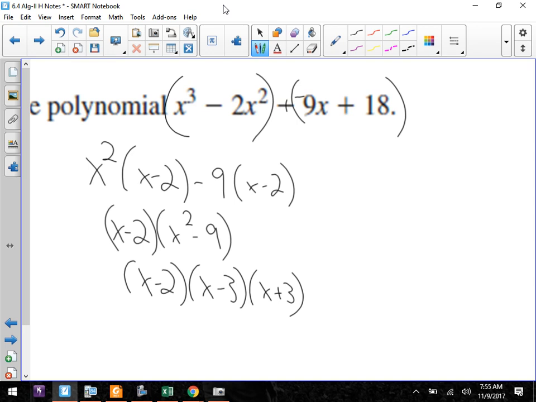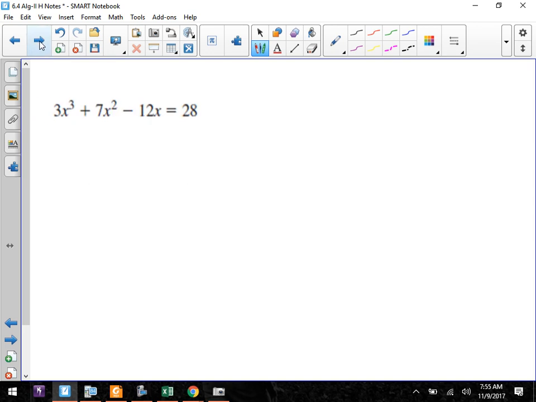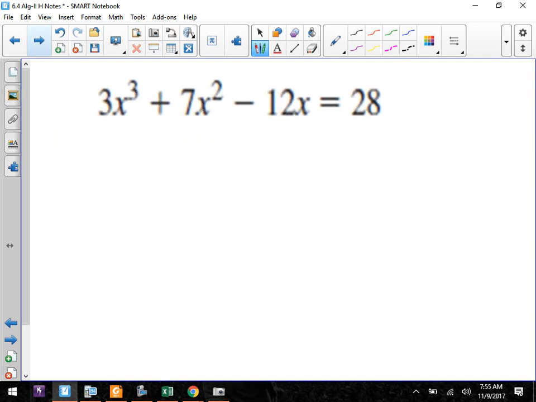Remember, you have a 3rd degree polynomial, which means you have up to 3 possible zeros. So it's just a matter of going through and doing that. Does anything change if there's an equal sign? No. You would solve for your zeros then. So if I have one like this, what do you have to do? You guys subtract 28 over and go from there.